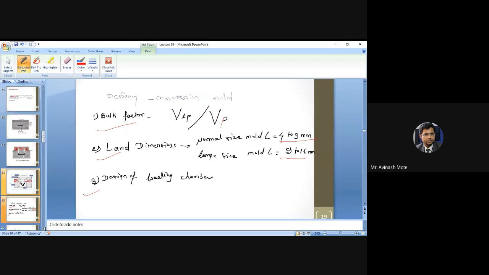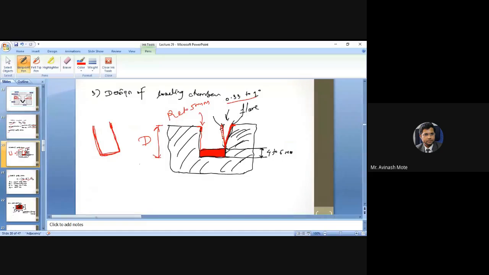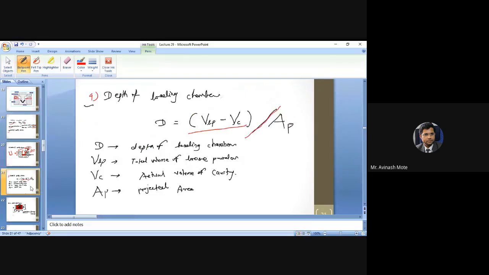Design of loading chamber was also an important part. Loading chamber means the chamber in which we are compressing the raw material. An additional point I have shared here is that we cannot have exactly vertical surfaces in the mold cavity, so that the component can be easily ejected. We have this flare. Flare is nothing but an angular slope, so that the component can be easily removed. The limit for that flare is 0.33 to 1 degree.